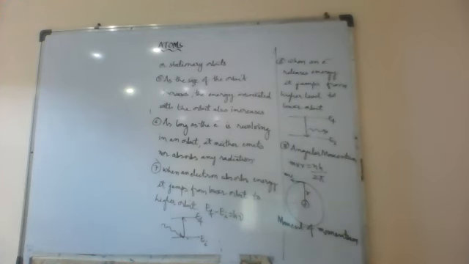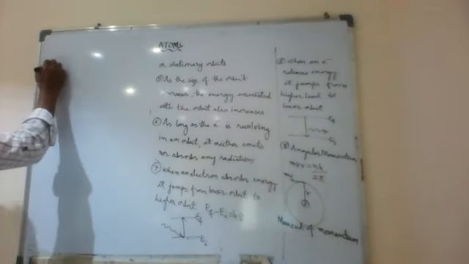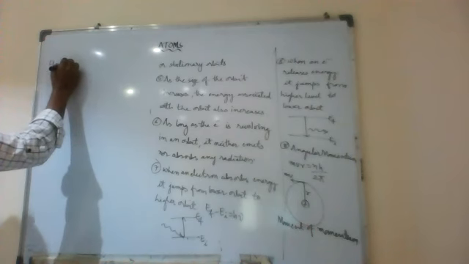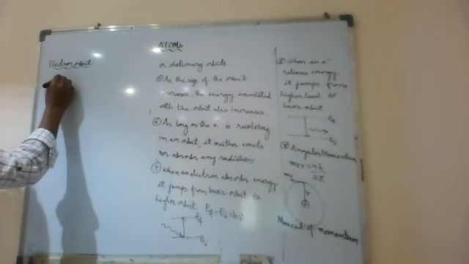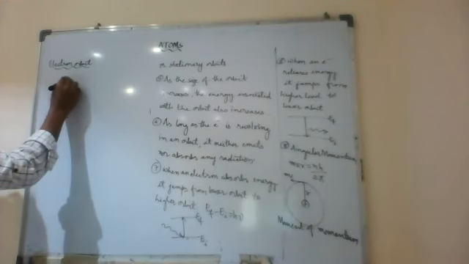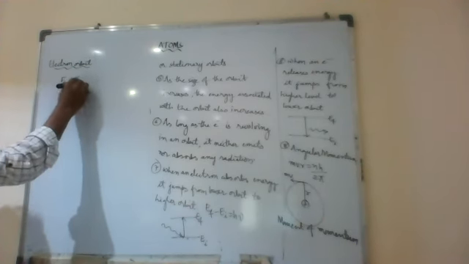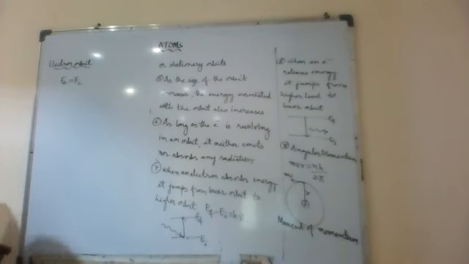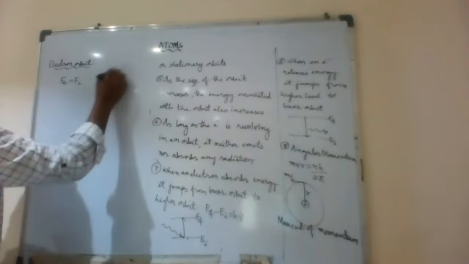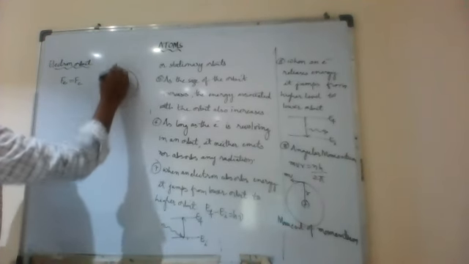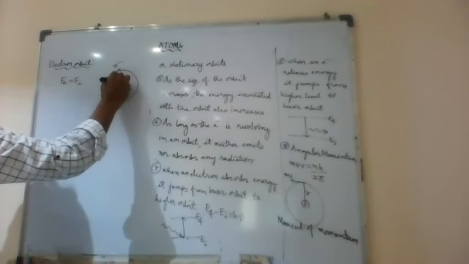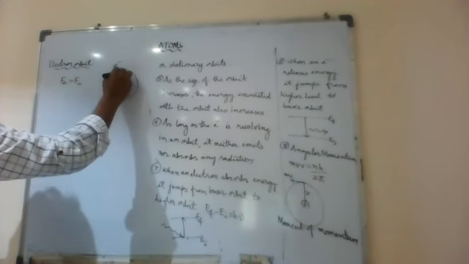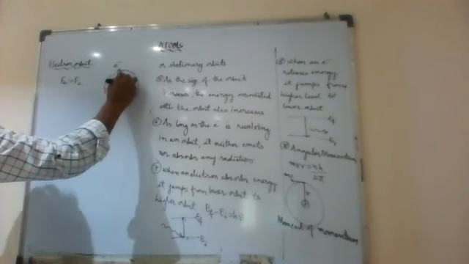See here, in the electron orbit, when an electron is revolving around the nucleus, what is happening? There are two forces balancing each other, Fe and Fc. Fe means electrostatic force and Fc means centripetal force. One force acts here and the second force acts like this. So one is the centripetal force and one is the Coulombic force.